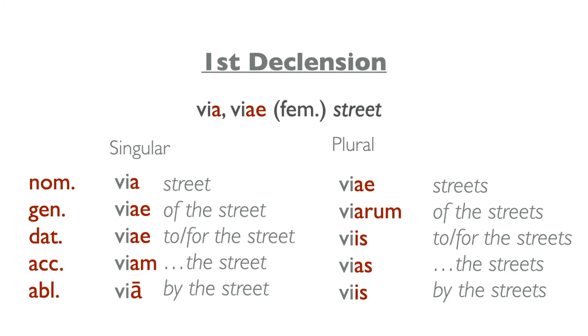I've picked one here for us, via, which is feminine, meaning street. And I will go over the endings with you now. The nominative singular, via, genitive singular, viae, the dative singular, viae, the accusative singular, viam, the ablative singular, via. Hold that A for a little extra time on the ablative. And now the plural nominative, viae, the genitive plural, viarum, the dative plural, viis, the accusative plural, vias, and the ablative plural, viis.